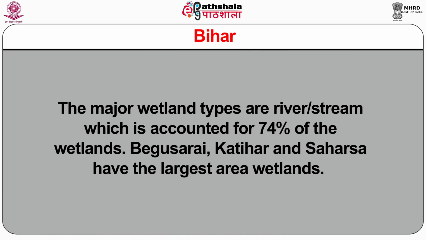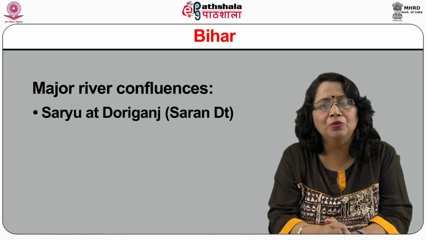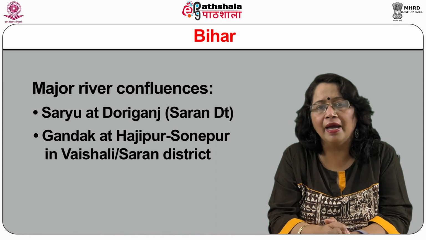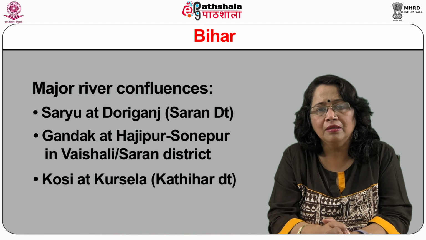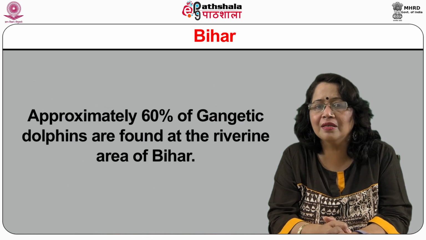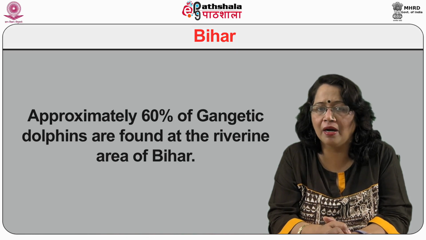Begusarai, Katihar and Saharsa have the largest wetland areas. Makhana and foxnut cultivation is found along the wetland areas. The confluence of rivers and a large number of streams contribute to the wetland system. Major river confluences: Saryu at Doriganj, Gandak at Hajipur, Sonepur in Vaishali, Saran district, Kosi at Kursela. Approximately 60% of Gangetic dolphins are found in the riverine area of Bihar.